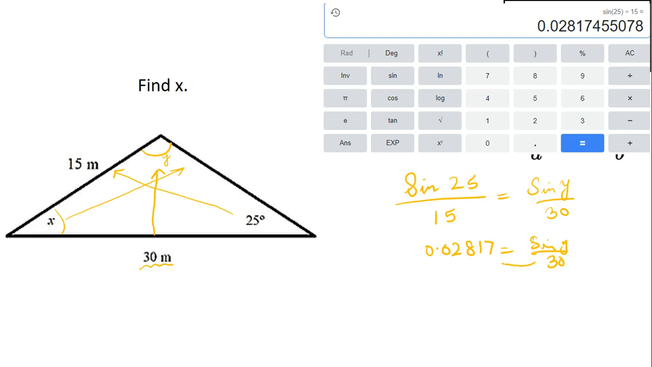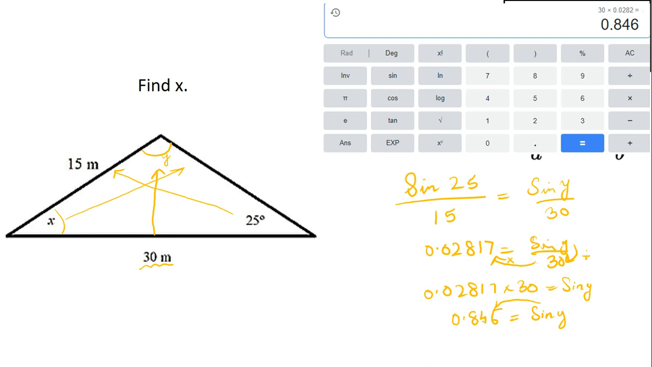Now this 30 needs to go to the other side because I need to find my y. So in order to find my y, I need to be isolating y or making y the subject. So when 30 goes to the other side, because this 30 is in division with the sine y, it turns into multiplication. So I'm going to do 0.02817 times 30 equals sine y. If I check that on the calculator, it gives me something like 0.846. So I'm just going to write down 0.846 equals sine y.